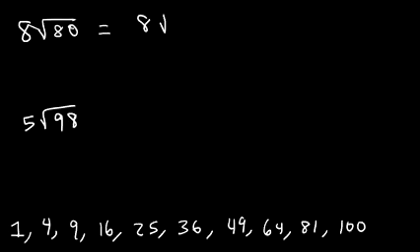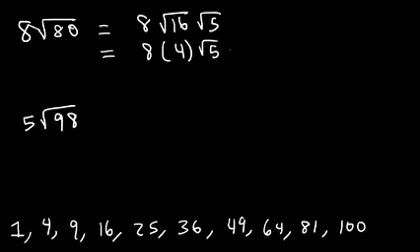So I'm going to write the square root of 80 as the square root of 16 times the square root of 5. Now the square root of 16 is 4. And now at this point, all we need to do is multiply 8 by 4, which is 32. So the answer is 32 square root 5.